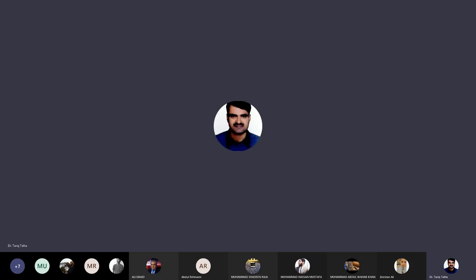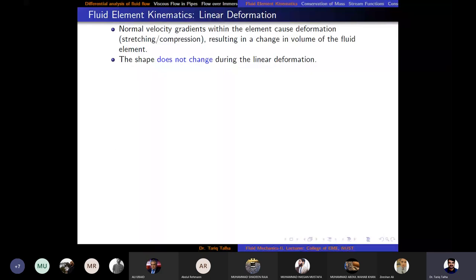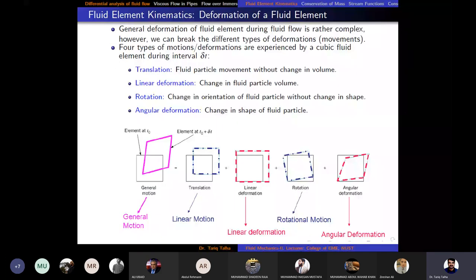So if we can quickly recap what we discussed in the last class, we started with fluid element kinematics, and in that we discussed that there are four types of deformation of a fluid element when it flows through any flow. So these four types of deformations are number one, translation. Then we have linear deformation, then rotation, and the last one is angular deformation.